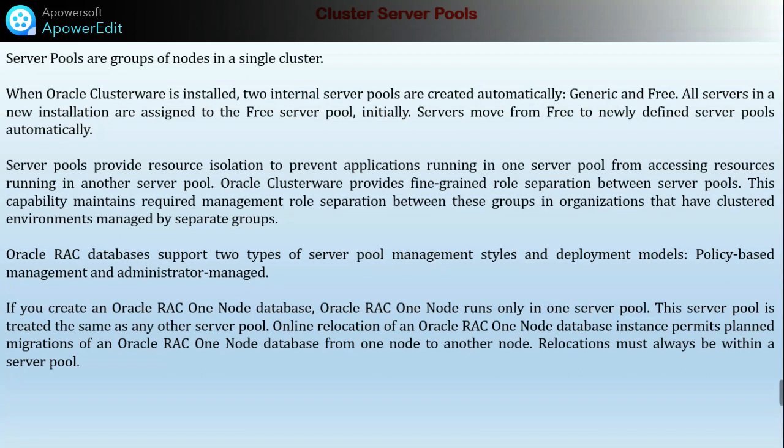This server pool is treated the same as any other server pool. Online relocation of an Oracle RAC One Node database instance permits planned migration of an Oracle RAC One Node database from one node to another node. Relocation must always be within the server pool.